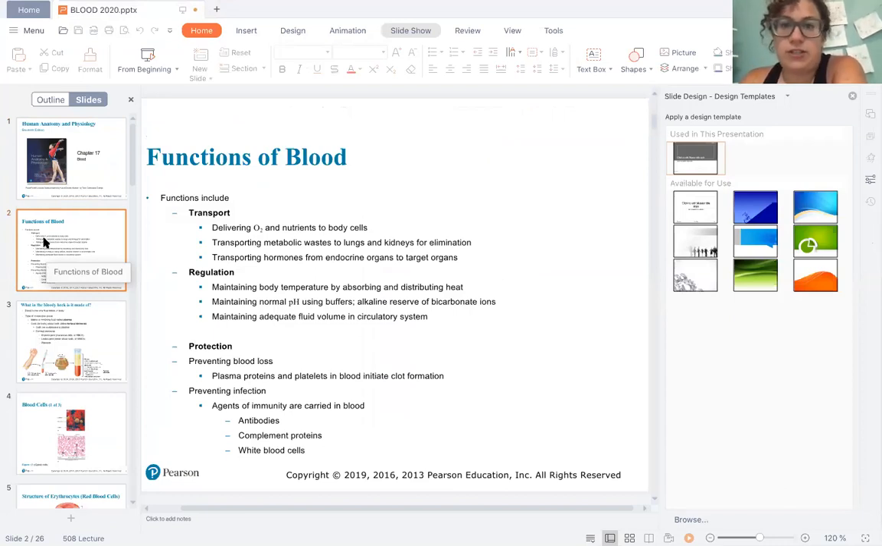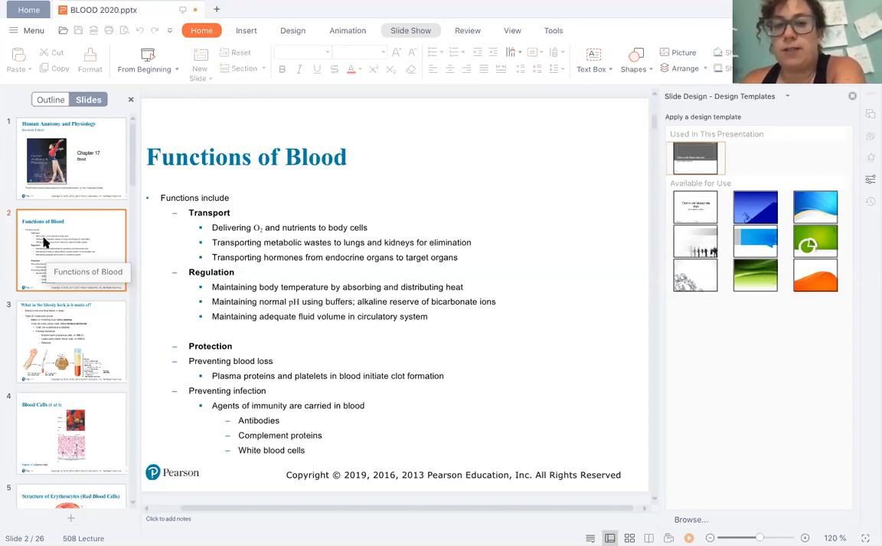So blood, its job is to transport things. It holds on to our oxygen and our nutrients, and it brings it all over to the cells of our body. It brings metabolic waste to the lungs and kidneys, so we can either breathe it out or pee it out. Same thing, it brings things to the gut, so we can either use it or poop it. And then also transport hormones. So endocrine organs make hormones, and hormones get secreted directly into blood and go around.